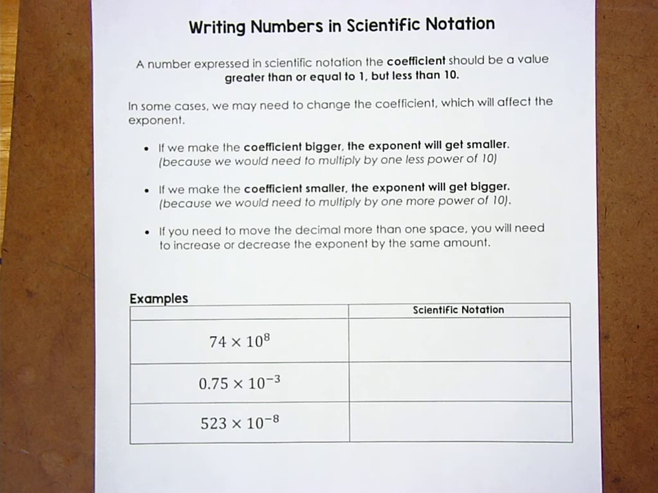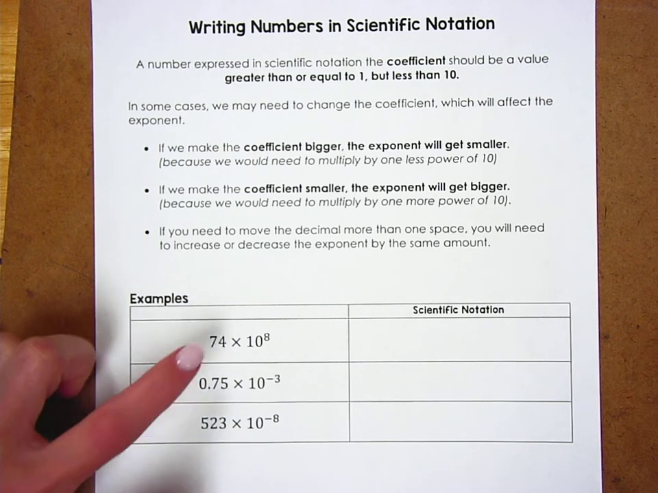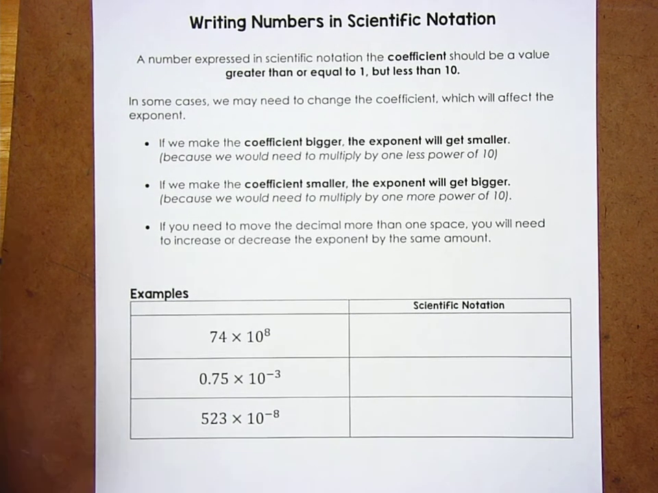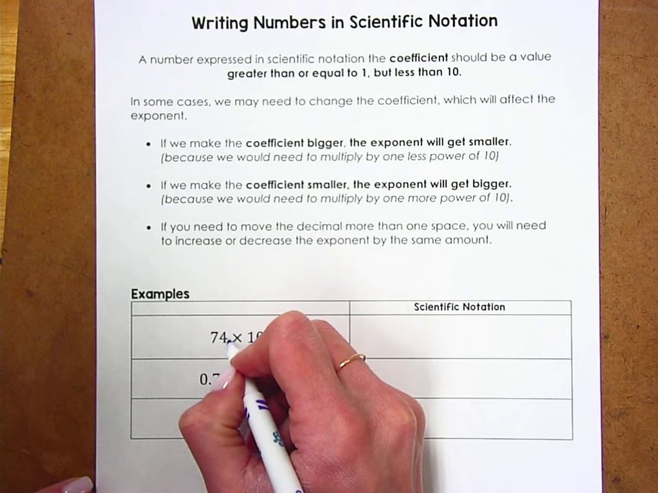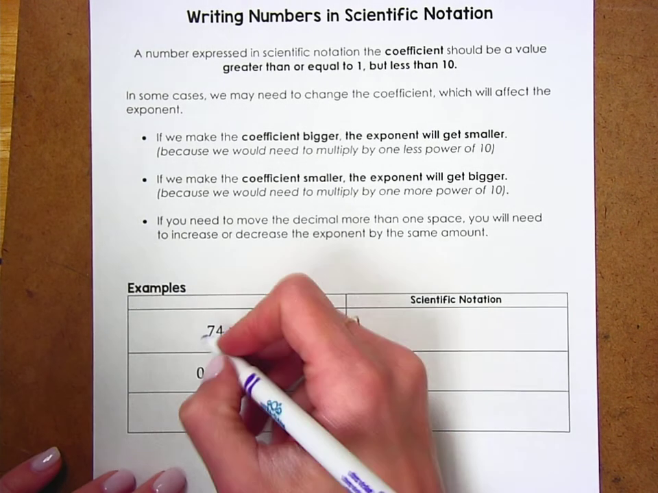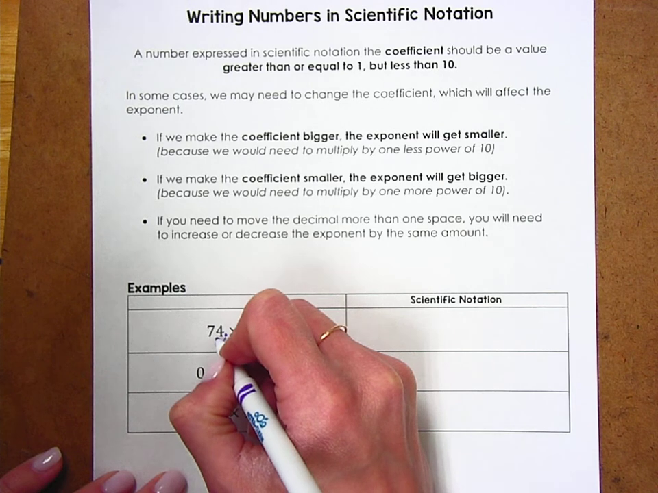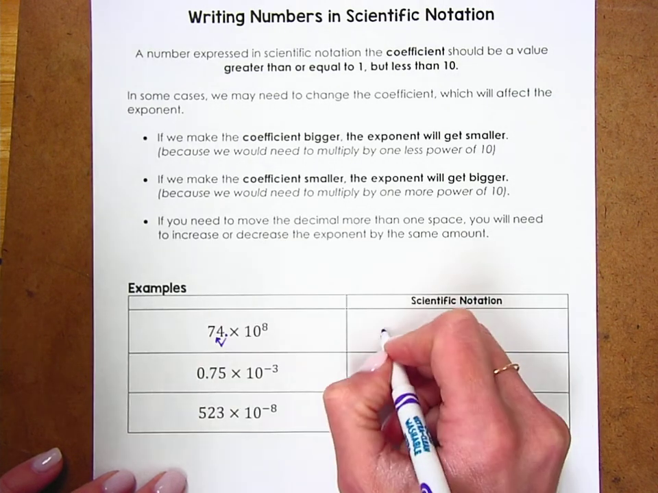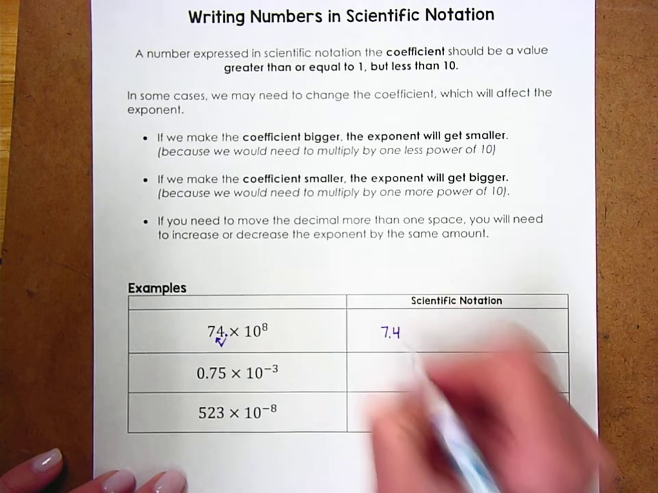So for 74 times 10 to the 8th, we know that this value needs to have a coefficient that is greater than or equal to 1 but less than 10. Since 74 is greater than 10, that means we need to make that coefficient smaller. Right now, that decimal point is right here in 74. So to make this a value that's less than 10, we're going to move the decimal 1 place over to the left. So our coefficient would become 7.4.